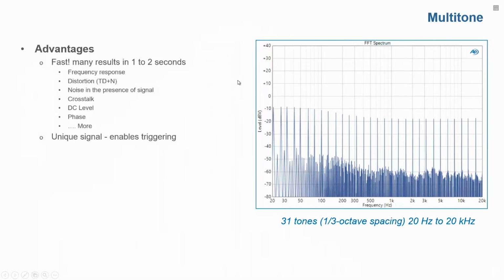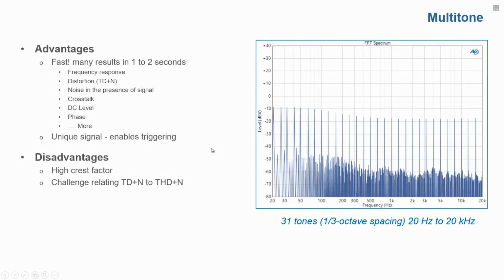Now, the advantages of this type of test, first of all, it's very fast. You can acquire many, many results in 1 to 2 seconds. Results like frequency response, distortion, noise in the presence of signal, crosstalk, DC level, phase, and many more. It's also a very unique signal, which enables the analyzer to trigger on it without any false triggering. And we'll demonstrate that a little bit later during the demo.